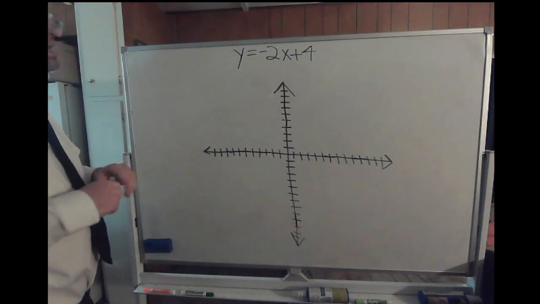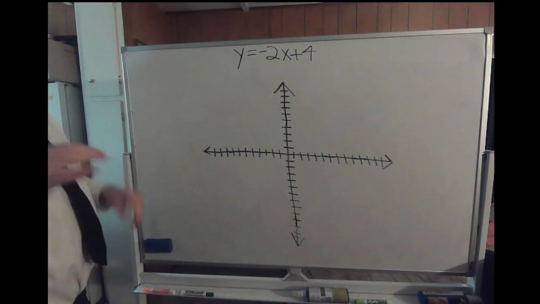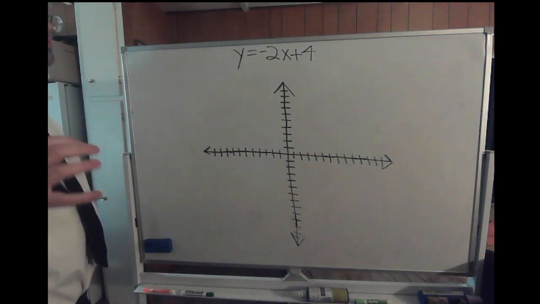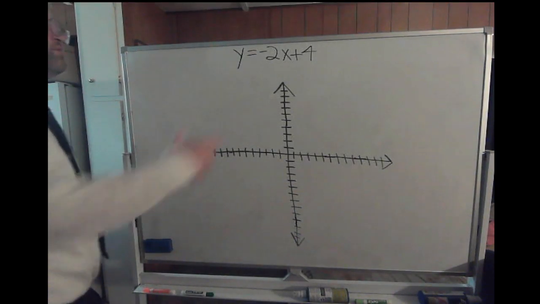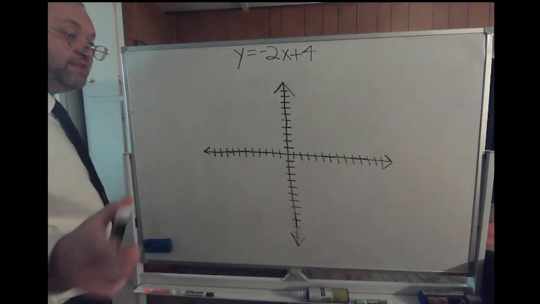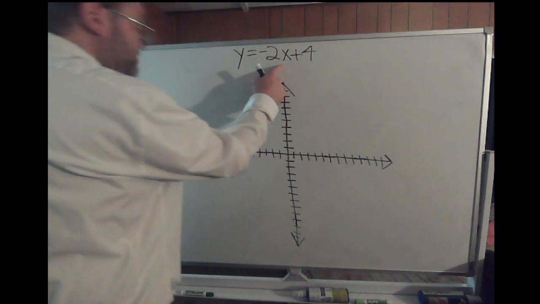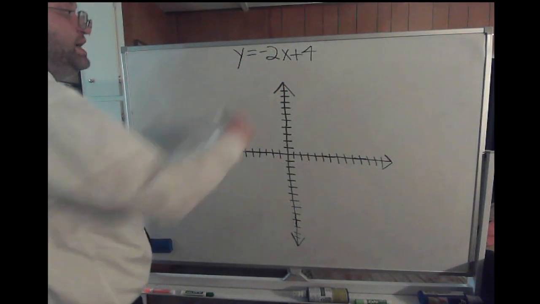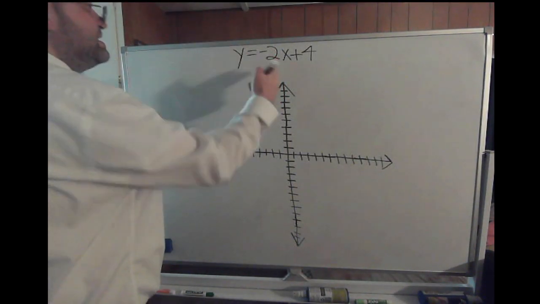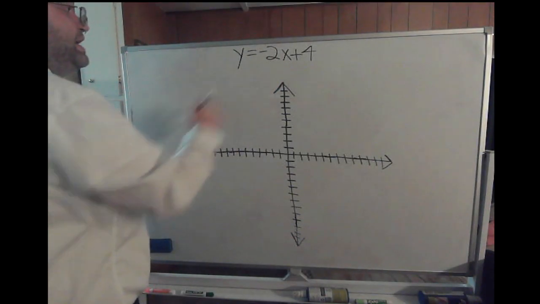Because standard form is ax plus by equals c, we have the y on the left-hand side. We got that going for us. We need to get the x term to the left-hand side, and get it out of the right-hand side.